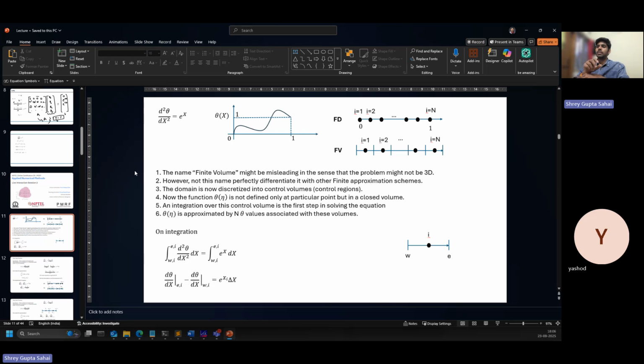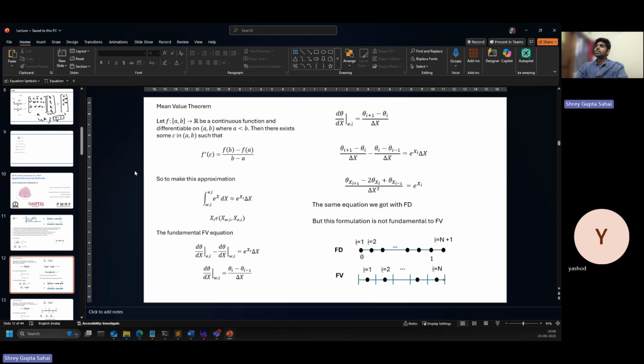And essentially, two adjacent control volumes share fluxes. By that philosophy, you are able to ensure conservation laws at both global and local scales. So that is something that happens.